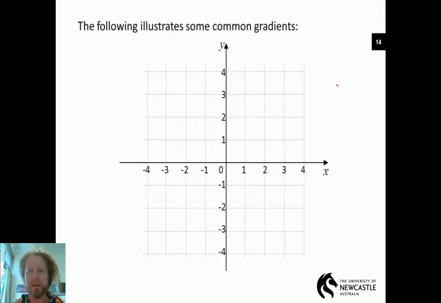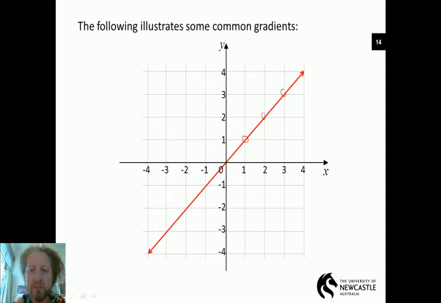Now to look at a few common gradients that we'll see. There's one. Now it goes through 1, 1. It goes through 2, 2 and 3, 3 and 4, 4. But what's its gradient? Well, for every 1 it goes across, it goes up 1. So its gradient is 1 vertical rise over 1 horizontal. 1 on 1 is 1. It doesn't matter which points I pick. I could pick these points and draw a triangle here. Its vertical rise is 2 over horizontal run of 2. 2 on 2 is 1.